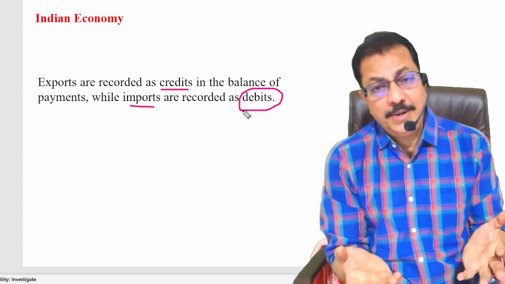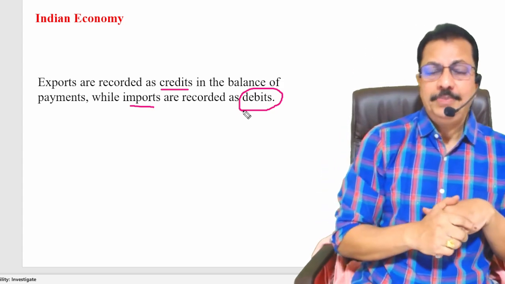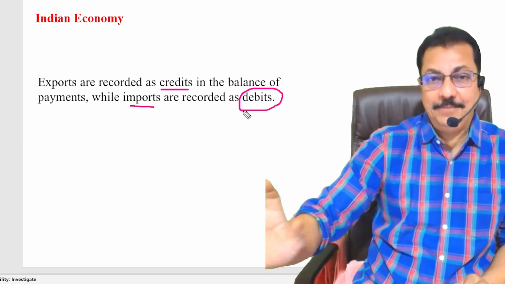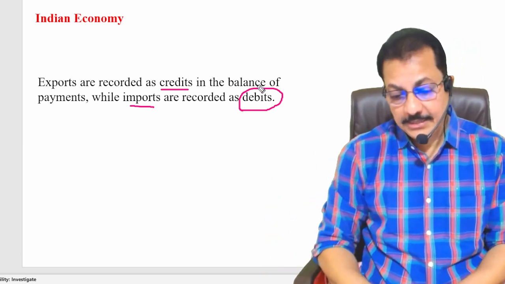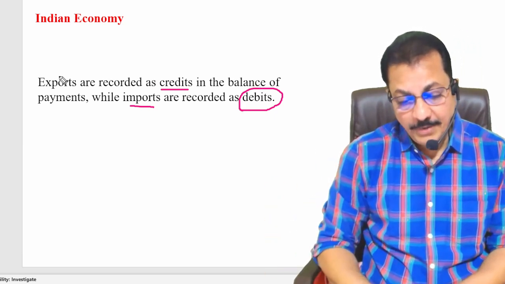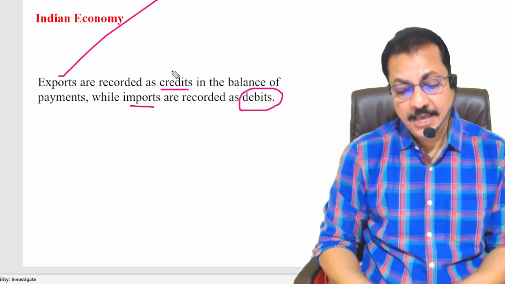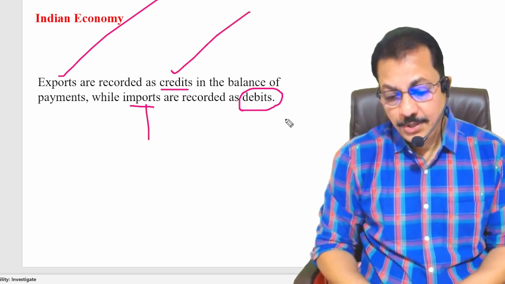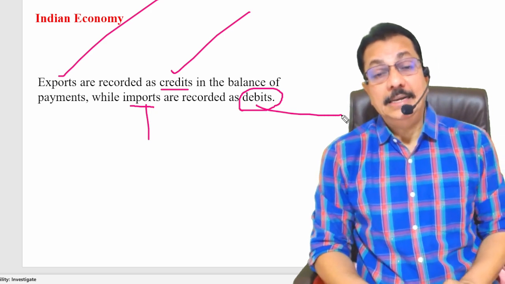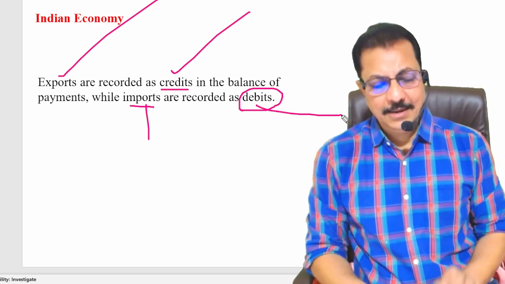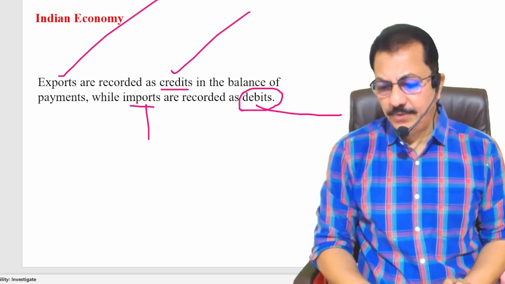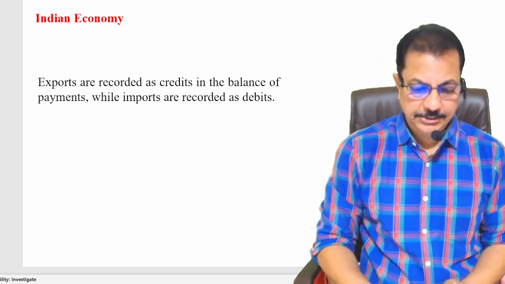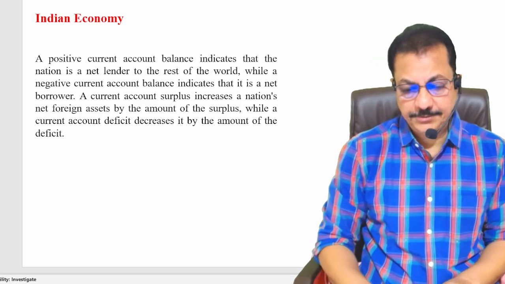But when we import we have to pay, we have to spend. Where from are you spending? You are spending from your current account, and your current account is getting debited. That is the reason why in the balance of payments, when you mention exports, they are nothing but the credits. When you are mentioning imports, you are mentioning the debits. Am I clear? Kindly remember these points very clearly. Right? Next, let's go ahead and discuss more points.